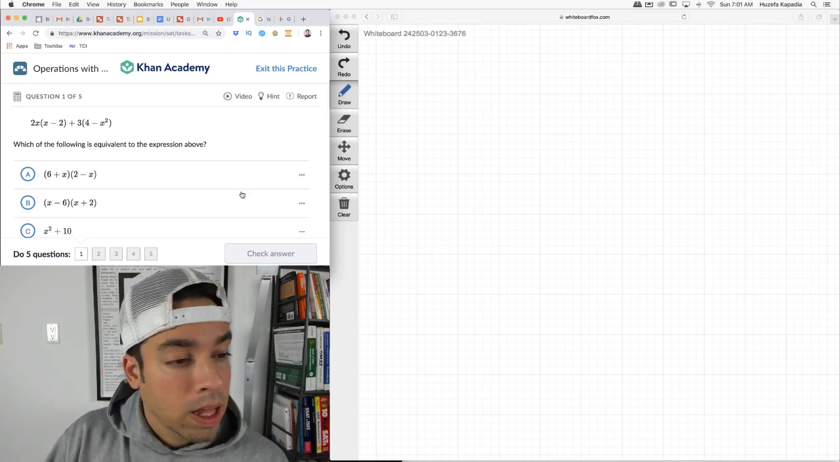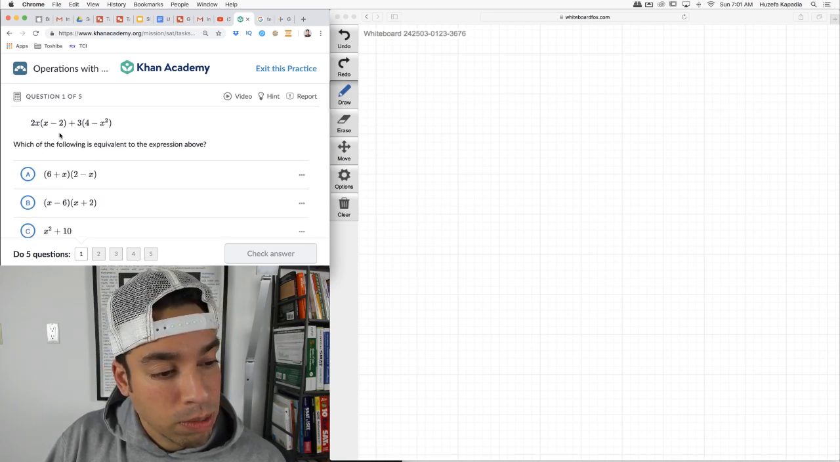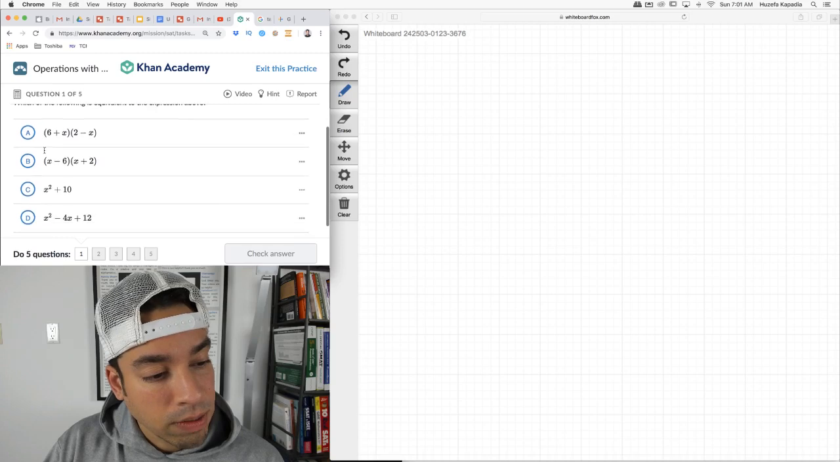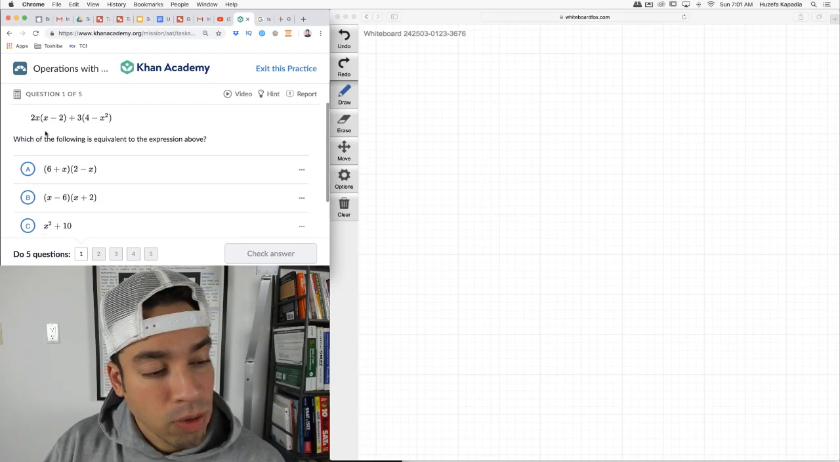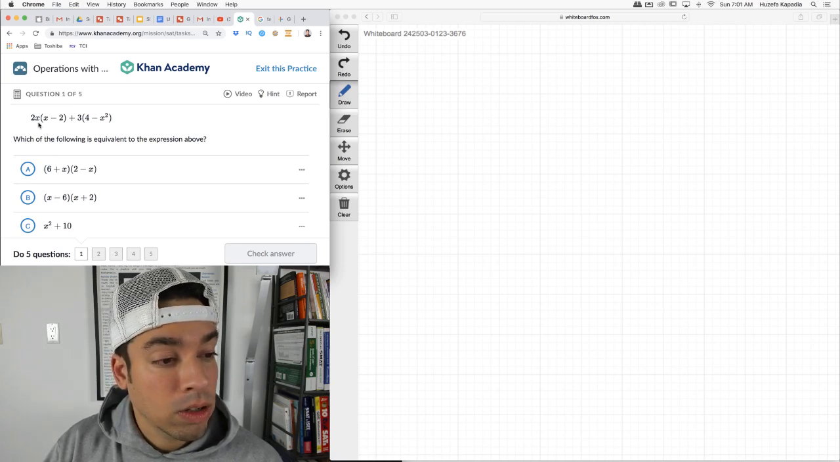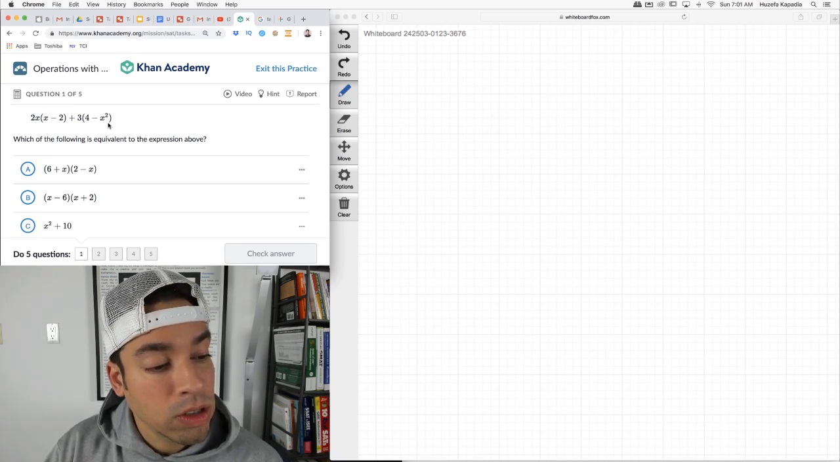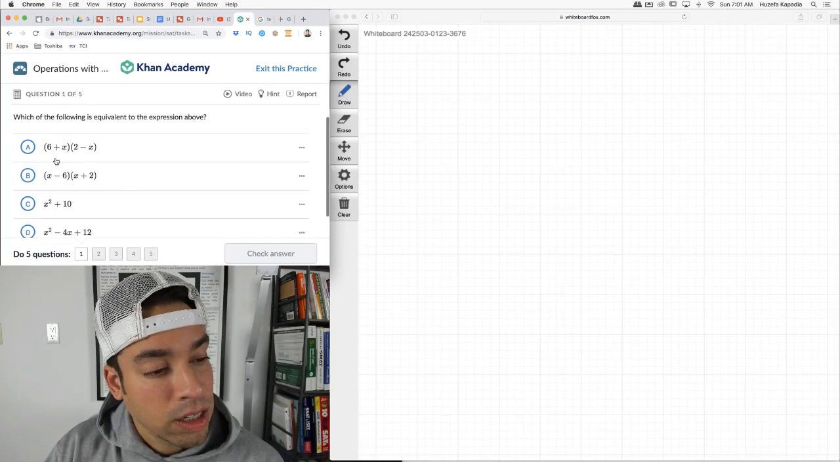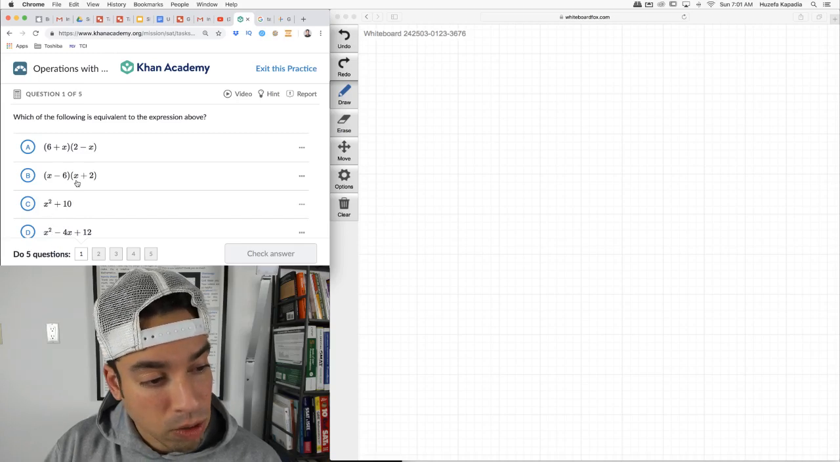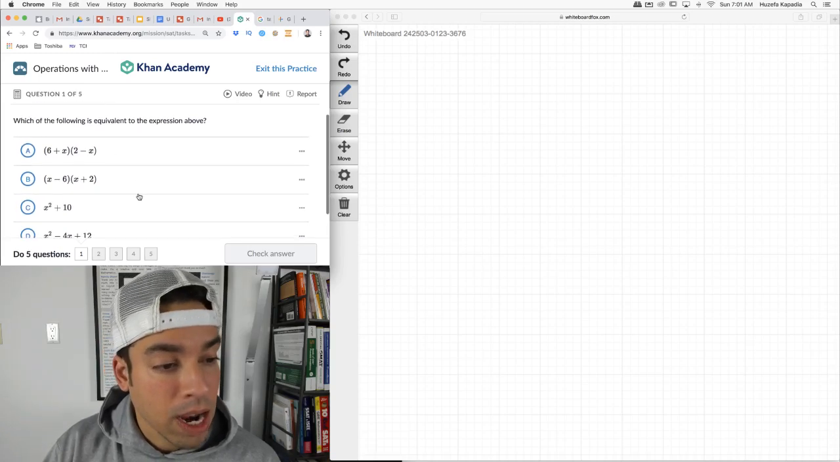All right, here we go. Which of the following is equivalent to the expression above? What I always say for these types of problems when we see these polynomials: either FOIL or factor instinctively. But here we can do some distributing. First, I'm going to distribute these two, get rid of the parentheses, and see if it equals one of these two, which are already FOILed. And if it doesn't, then I'll try to factor the entire expression.